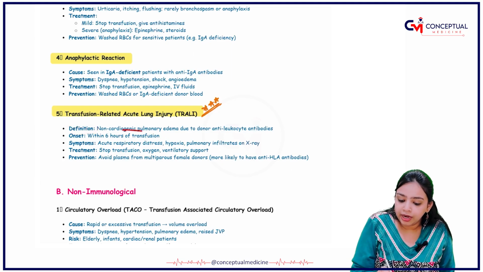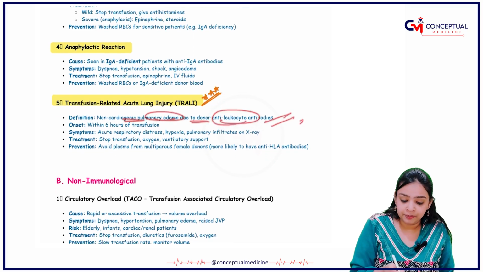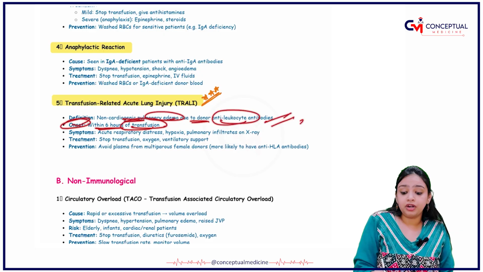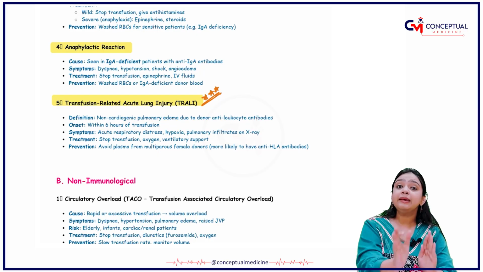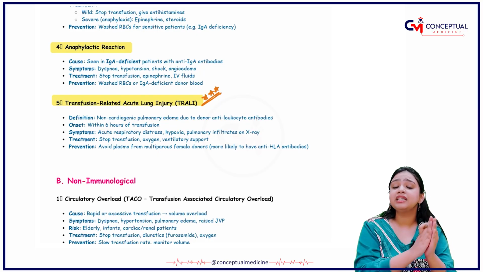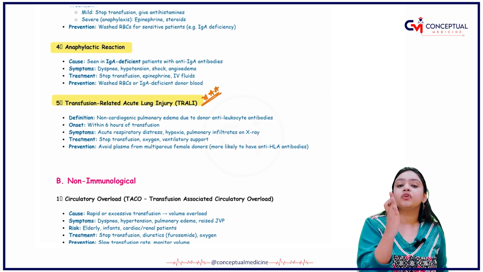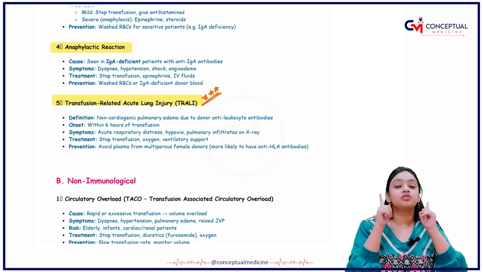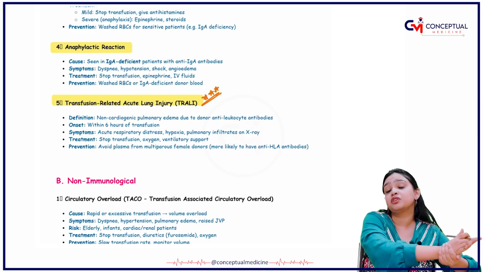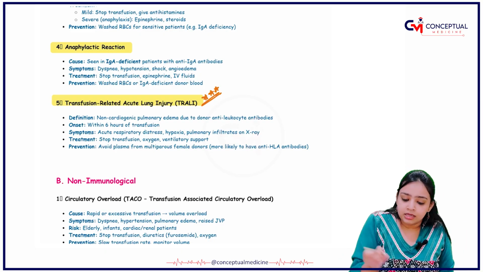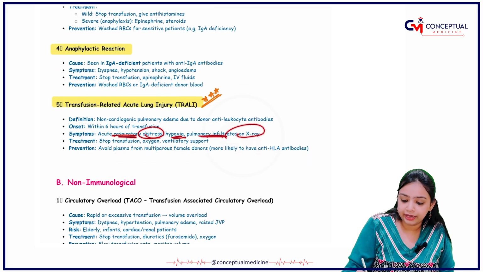Definition: it is a non-cardiogenic pulmonary edema due to donor anti-leukocyte antibodies. Onset is within 6 hours of transfusion. Even if it is asked as an MCQ in your university exams, whenever it is asked that the complication is occurring within 6 hours of the transfusion, you should mark it as TRALI. Just feed this in your head because it will be useful in your final year of MBBS also. It is that important. Symptoms: there will be acute respiratory distress, hypoxia and pulmonary infiltrates.